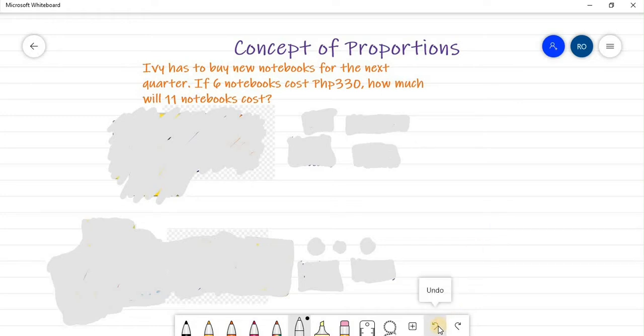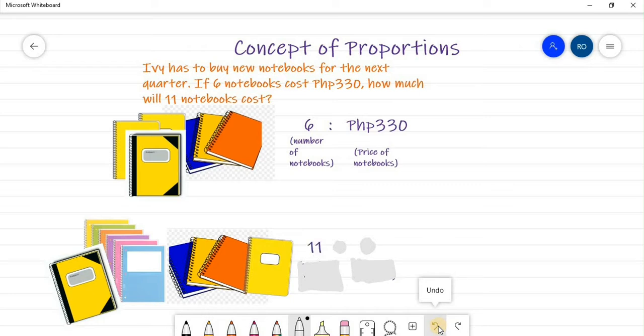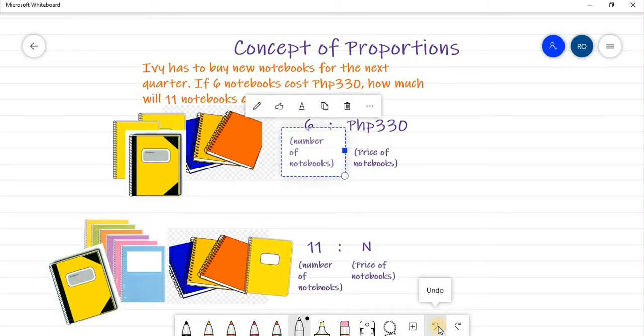So let's first write down the given facts based on this problem. We have 6 notebooks which cost around 330 pesos, or 6 to 330 if we write this in ratio form using the colon symbol. So we have the number of notebooks compared to the price of notebooks. Then we have 11 notebooks to the unknown price of 11 notebooks. The question here is asking how much will 11 notebooks cost. So we have number of notebooks to price of notebooks.